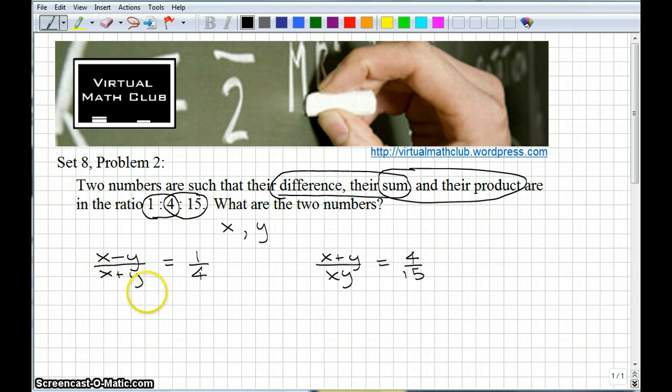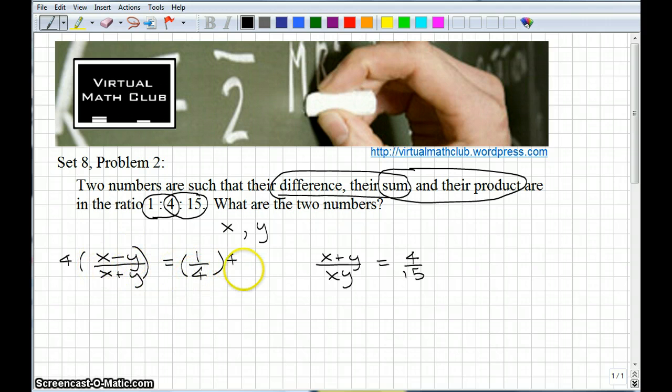So let's first of all look at this equation. Now I'm going to try to get rid of the fractions first of all. So what I'm going to do is multiply both sides by 4. That gets rid of the 4 on the bottom over here, right? Because 4 over 4 is 1. And when I do the same thing to both sides, I don't change the equality. So this statement is still true.